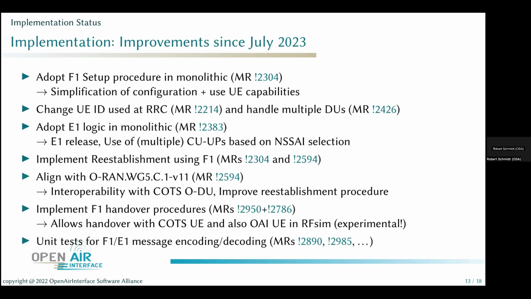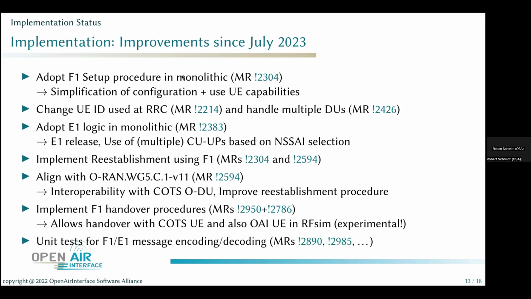So now I said I don't want to go too much into details, but nevertheless, maybe there are some people who now would like to see a little bit how this has been done. So what I did here is I described a little bit the high-level milestones that we took in the last, let's say, 1.5 years. So there was one merge request that we had in our GitLab where we actually adopted this F1 setup procedure. So this one initial connection set up between the DU and the CU, and basically to use this internally also in a monolithic GNode B.